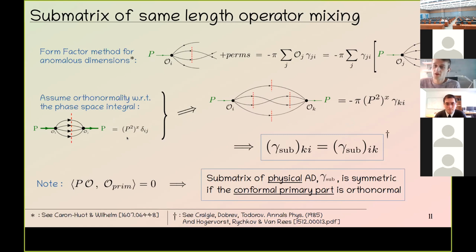Now, one more step is required to go from this result, where we have a non-zero inflowing P, to the effective field theory, which makes use of the statement that the primaries are orthogonal to operators proportional to P. So if you want a statement on your physical anomalous dimensions, what you need to do is choose for your non-physical operators proportional to P, and then your orthonormality assumption will necessarily make your physical basis these primary operators. So the statement then is that the submatrix of physical anomalous dimensions is symmetric if the conformal primary part is orthonormal. So that is the result that we have confirmed in our calculations.